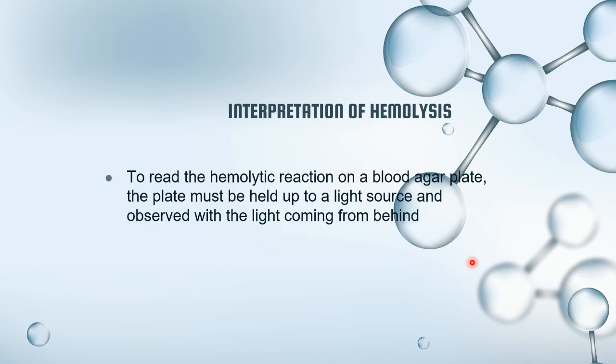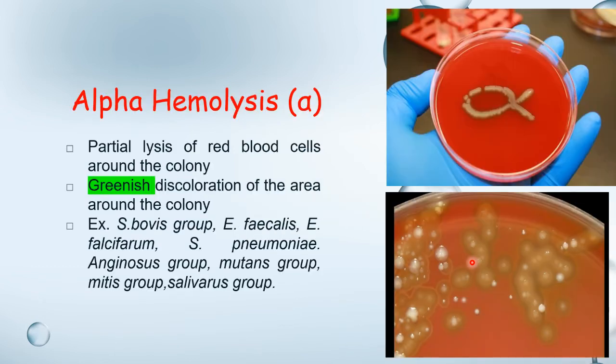Let's start off with alpha hemolysis. Okay. Alpha hemolysis shows partial lysis of red blood cells around the colony. Okay. So take note of the greenish discoloration of the area around the colony. Greenish or kind of brownish discoloration.